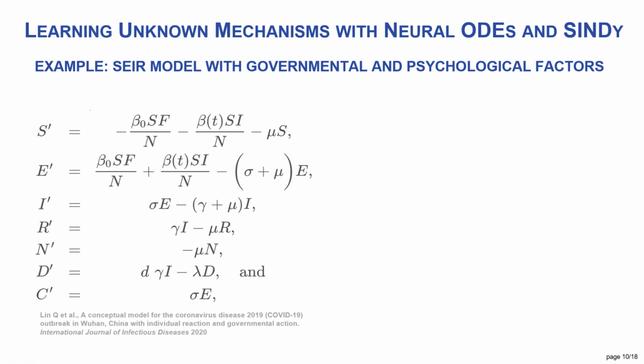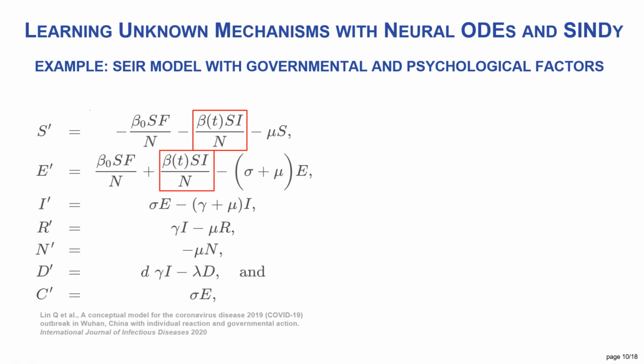And an interesting thing about this model is that they have this term, which describes the animal to human spread, and this term here, which describes the human to human spread. But you can see in this term, we don't have beta as a constant, but beta as a function of t, and this shall describe governmental and psychological factors. So obviously, introducing such governmental and psychological factors into a mechanistic model is very difficult.